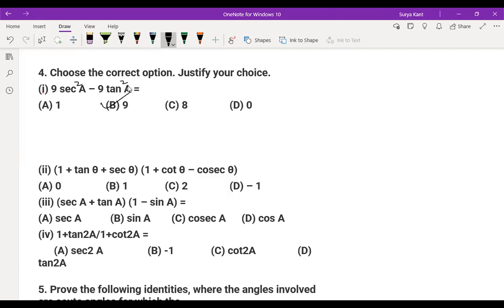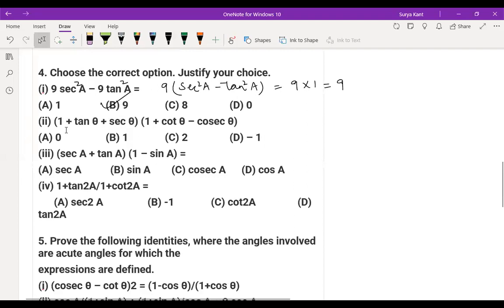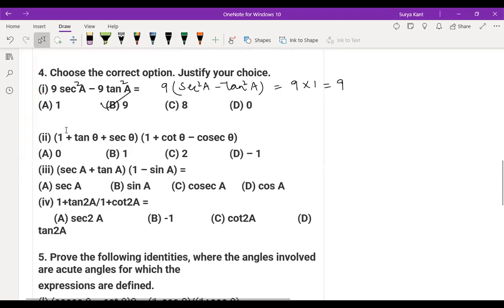So see, children, what to do? There is nothing to do here. All right. Anaya says 9. How, Anaya? How are we getting the 9? Because we are getting 9 common here. Sec square a minus tan square a. This is the identity, right? 9 into 1, that is, the answer is 9. This is the identity, children. That is 1 plus tan square a is equal to sec square a, or we can write sec square a minus tan square a is equals to 1.